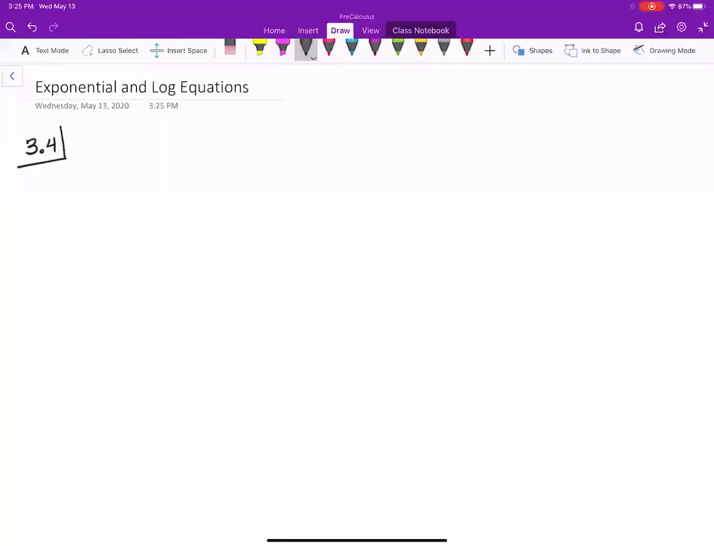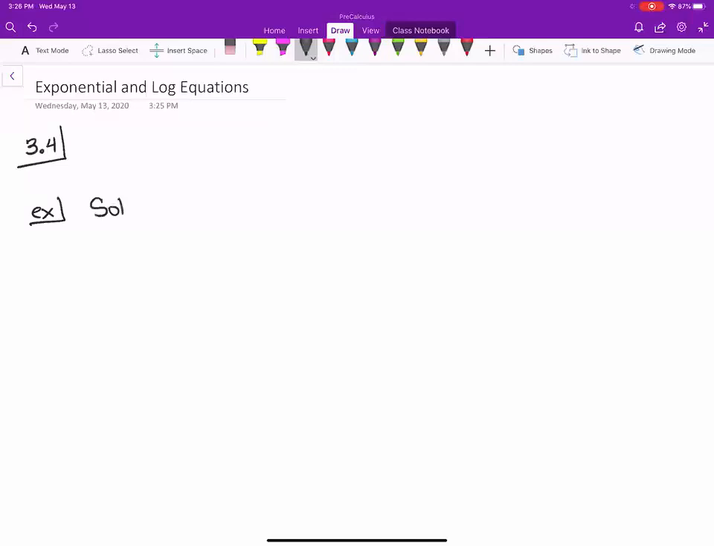All right, last one is exponential and log equations that you have to be able to solve. And you, again, done this before as well. So we will solve some exponential and logarithmic equations. And that should finish up your stuff on this. So we'll start with, and this is section 3.4 in your textbook.